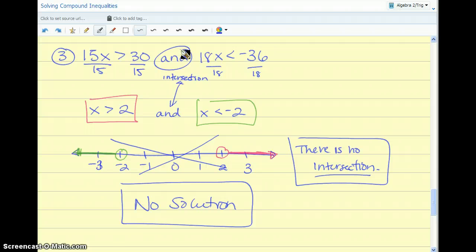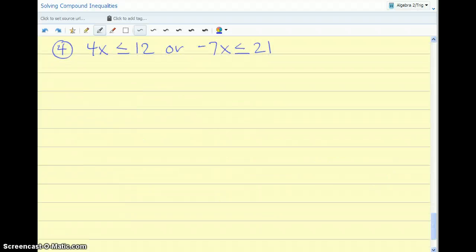I'm going to do one more, even though I said I was going to stop after this one. So here's my last problem. I'm going to solve for x. So divide by 4 on both sides. So x is less than or equal to 3.